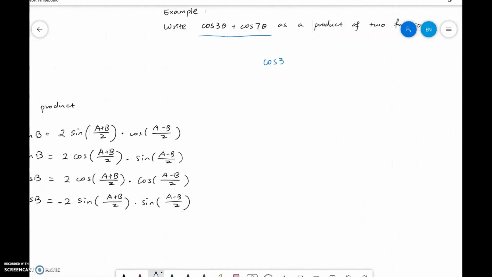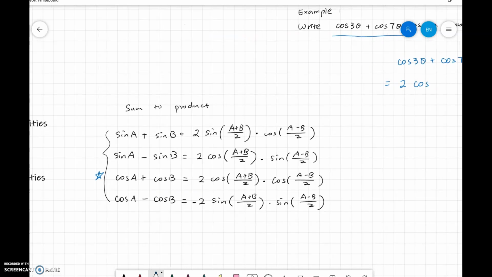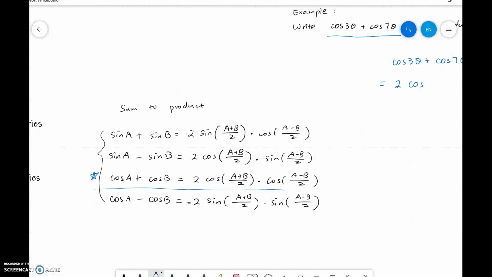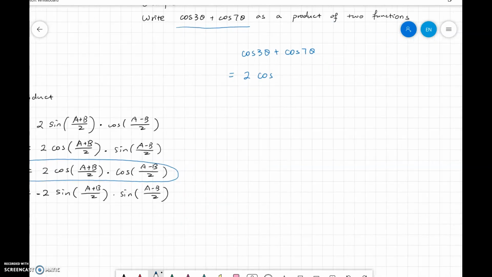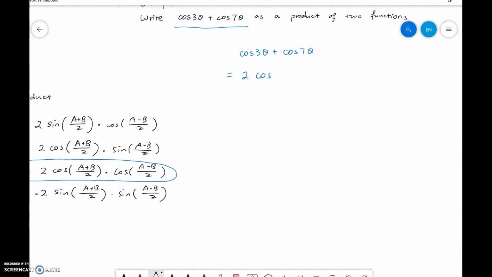So cosine of 3 theta plus cosine of 7 theta, applying the formula, is equal to 2 times cosine of A, which is 3 theta, plus B, 7 theta, over 2, multiplied by cosine of A, 3 theta, minus B, 7 theta, over 2.